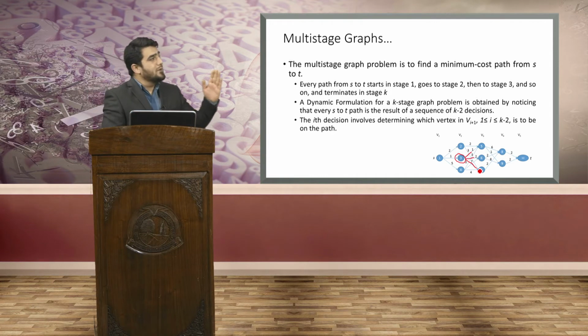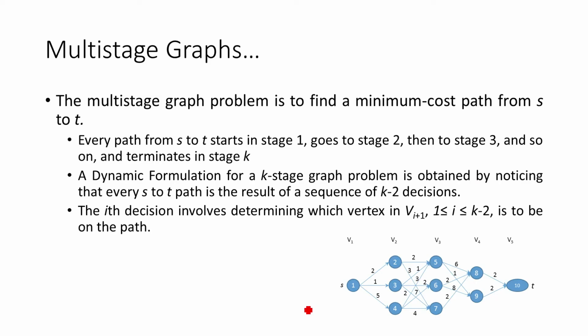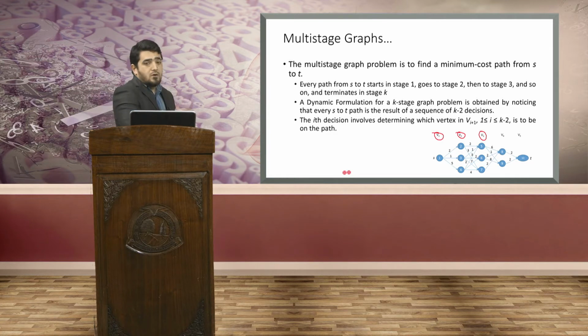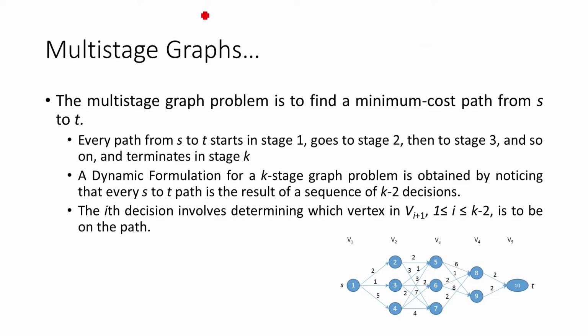So we need to make decisions only in stage number 3 in our example, stage number 2 and stage number 1. We have a total of k stages, k is equal to 5, and 5 minus 2 is equal to 3. That is why we said that a dynamic programming formulation for a k-stage graph problem is obtained by noticing that every S to T path, source to sink path, is the result of a sequence of k-2 decisions. So that is why we said k-2 decisions.